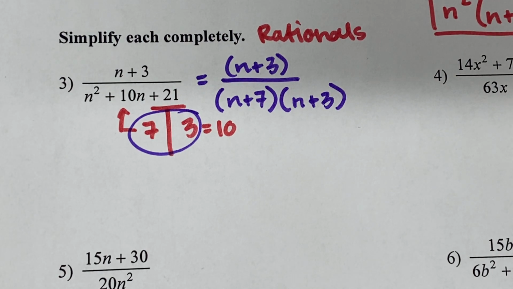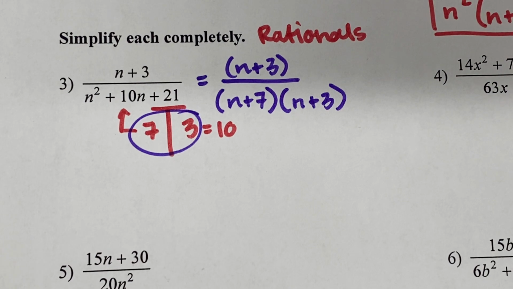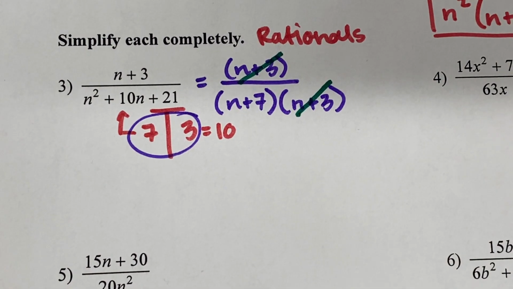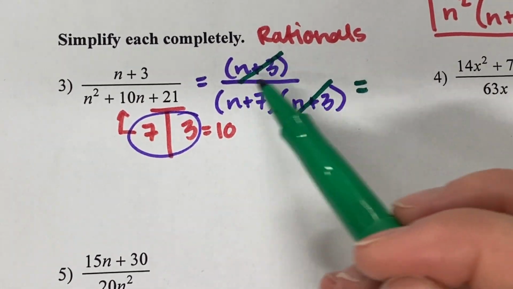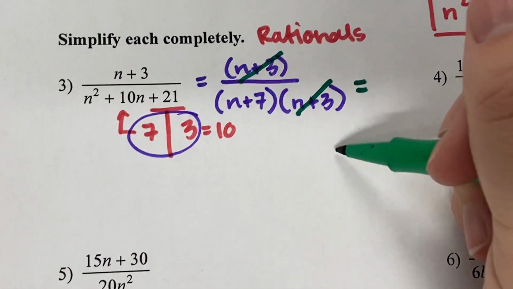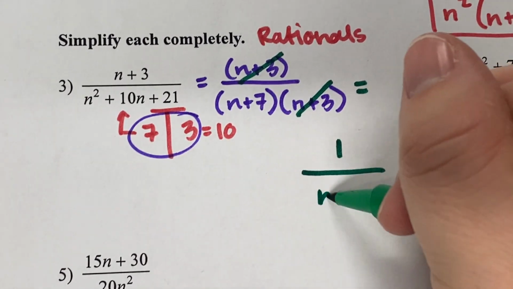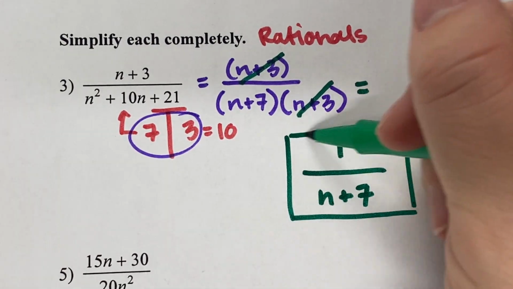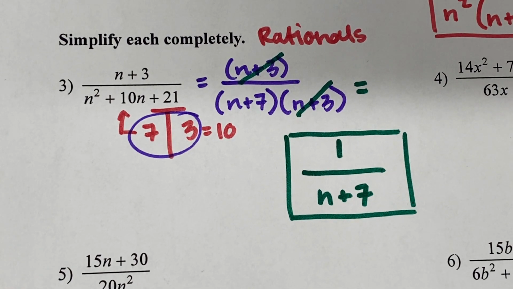So it has to look the exact same, meaning inside the parentheses has to be the same. Well, I see that n plus 3 and n plus 3 can cancel out. So remember, when nothing is left on top, we have that invisible 1 that's left on top, and then on bottom, we're just left with n plus 7, and that's our final answer. That guy is fully simplified.